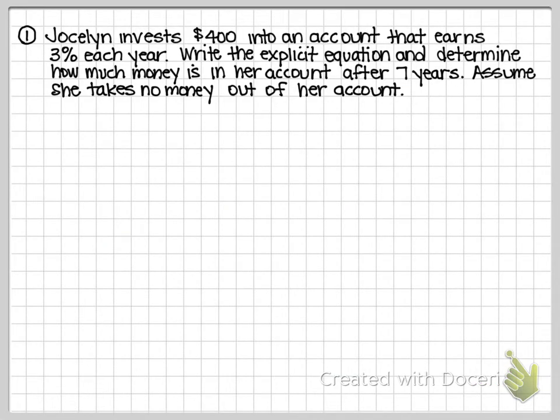Okay, so here we've got an example. Jocelyn invests $400 into an account that earns, okay, looks like she's making money. It earns 3% each year. All right, let's go ahead and do this now. If she has a 3% increase, that's going to be 100% always, plus, and that's an increase. We're going to add those together. That's going to be 103%. Find that decimal, and let's move it over. So that's going to give me 1.03. Okay, this is my multiplier.